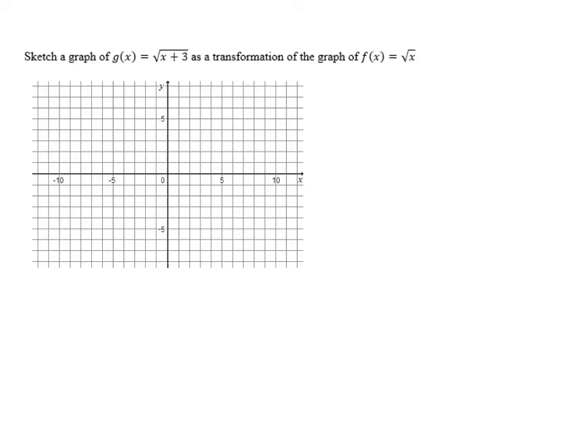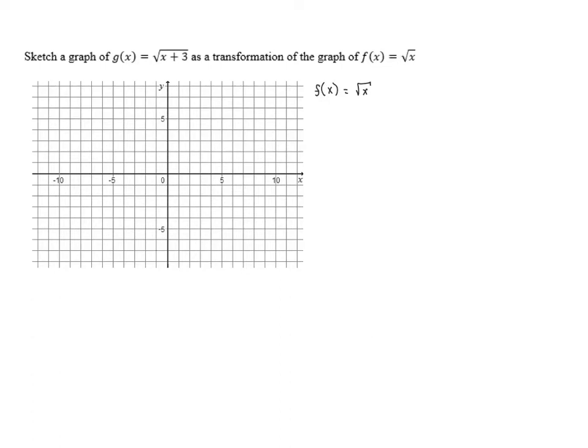Sketch a graph of g of x equals the square root of x plus 3 as a transformation of the graph of f of x equals the square root of x. So what we're going to do is start off with our original function, f of x equals the square root of x.